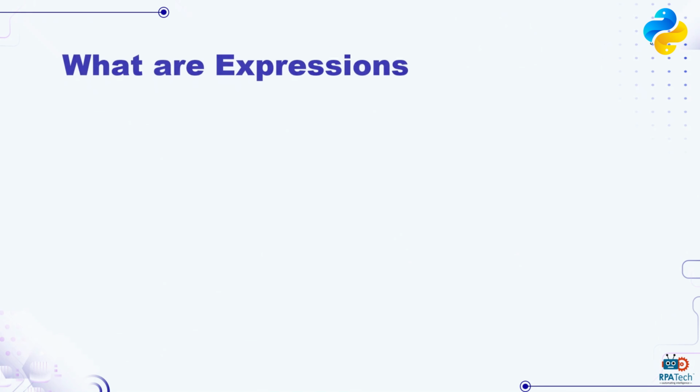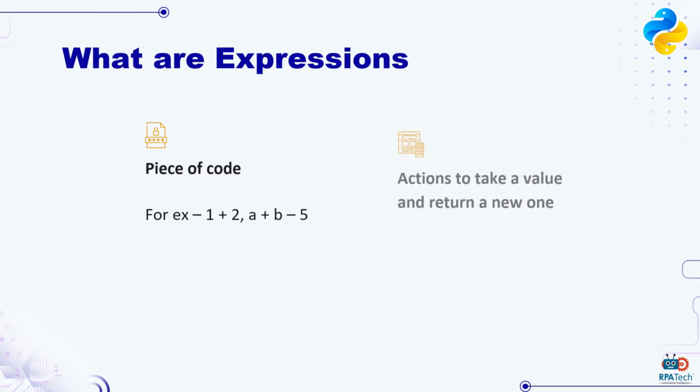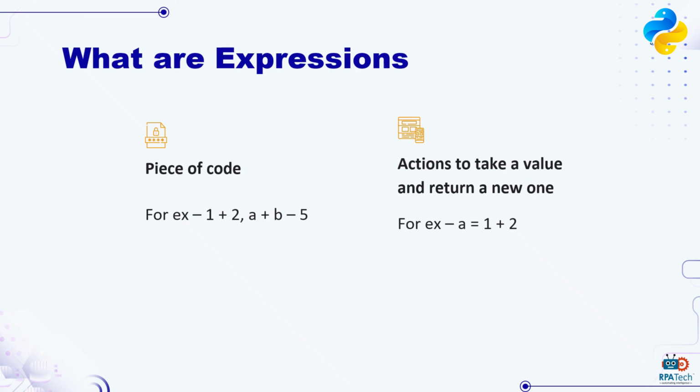Now, let's understand expressions. An expression is any piece of code that Python can evaluate and give a result. It could be a simple calculation, like adding two numbers, or a combination of variables and operations. You will use expressions to perform tasks like computing totals, making decisions, or updating values. Expressions are the action part of your code. They take values and return new ones.